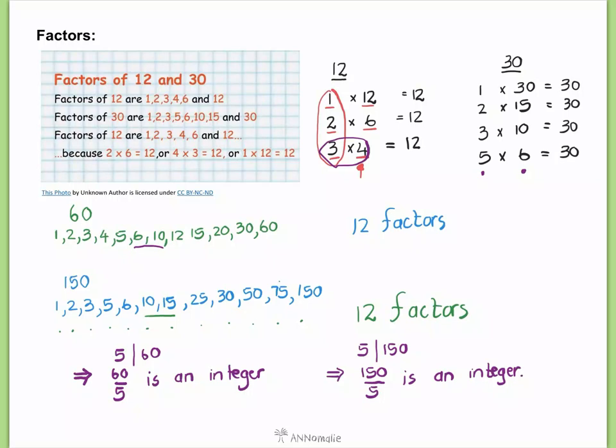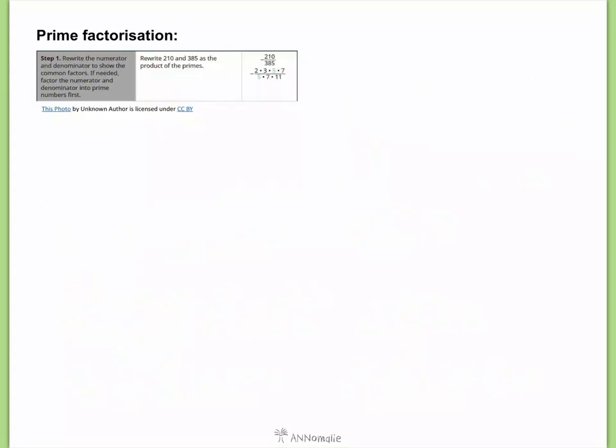In the next section, we are going to look at ways of finding these factors, because what we've done here is quite time consuming. We're also going to look at prime factorization in particular. We have investigated factors of a number. We're now going to look at prime factorization.